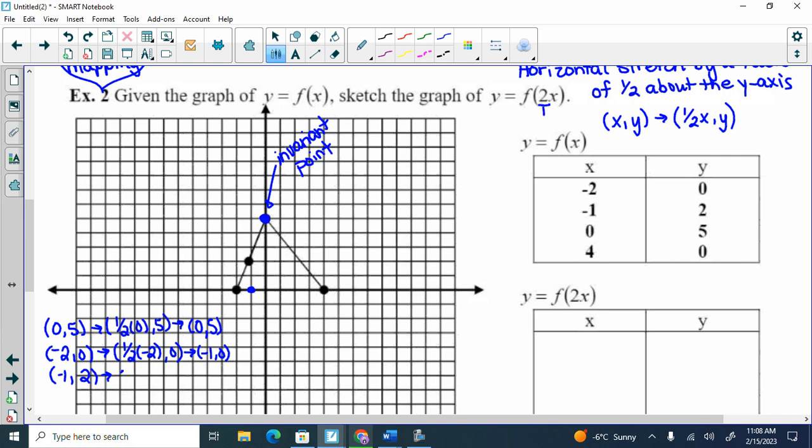So the next one is at -1, 2, sorry. It's going to become 1/2 of -1 and 2. Half of -1 is -0.5 or -1/2, and 2. So it's halving. And what's it halving about? The y-axis. You see that? So that's why it's about the y-axis. And then our last one is 4, 0. Now I'm going to have 1/2 of 4, comma 0, which is 2, 0. So it also halves that.